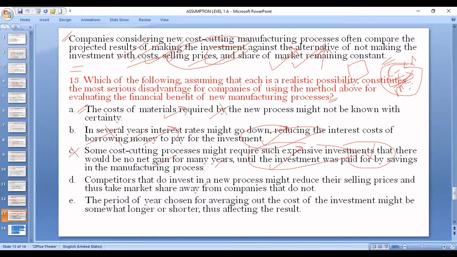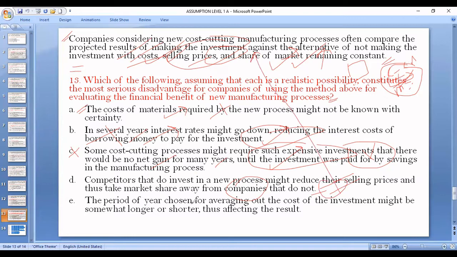Option D: Competitors that do invest in a new process might reduce their selling price and thus take market share away from the companies that do not invest. So the serious disadvantage is that competitors who invest in a new process might take away the market share. By reducing the price, they can capture the market. So this is the serious disadvantage of using this method.